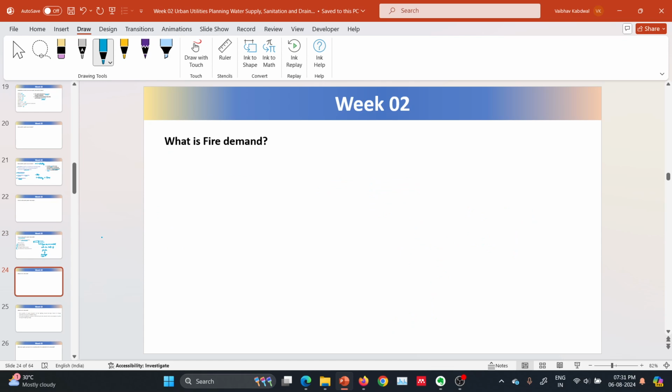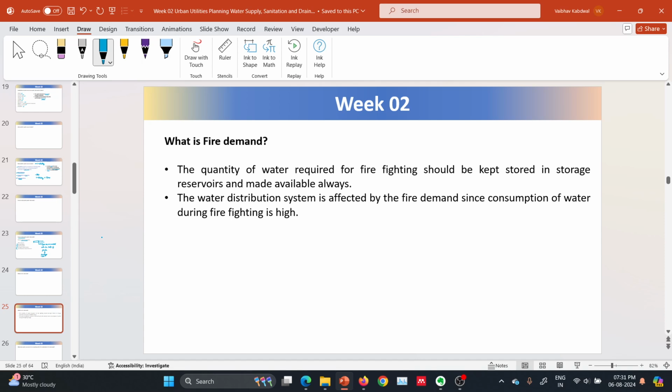What is fire demand? This is the last demand. What is fire demand? As the name suggests, when a fire breaks out, we need to have some water. That water demand, that water requirement, is called fire water demand.